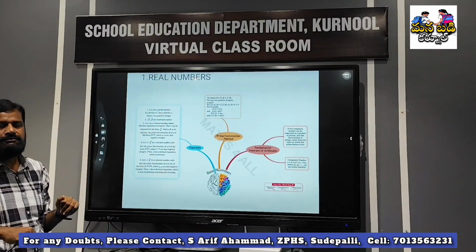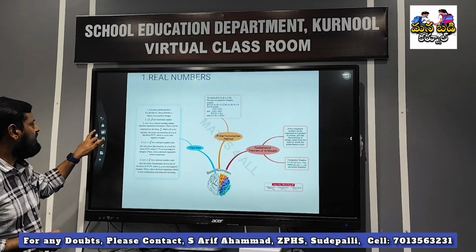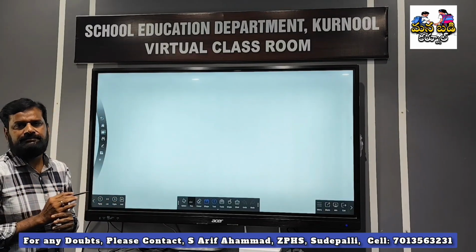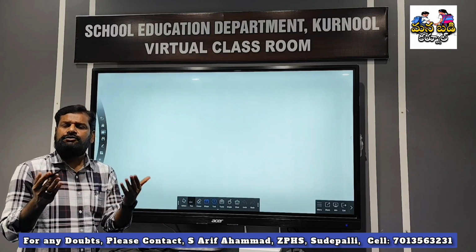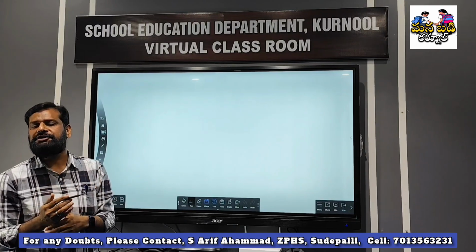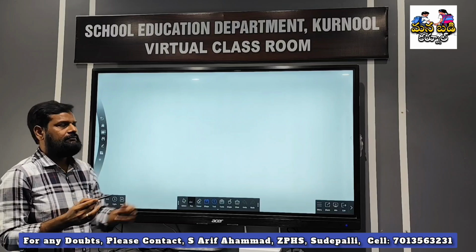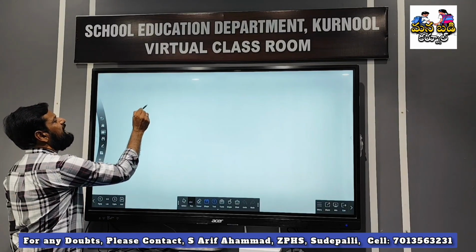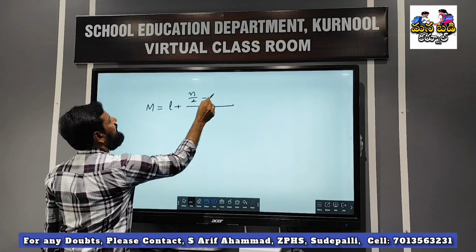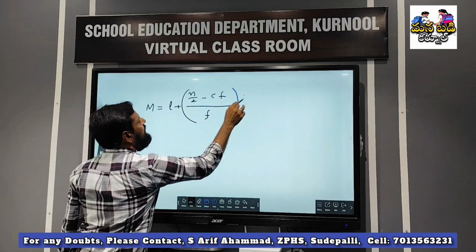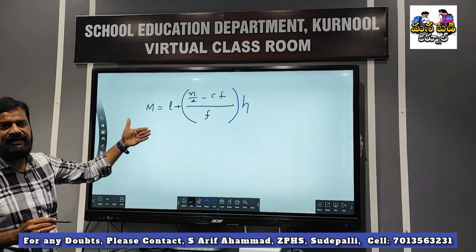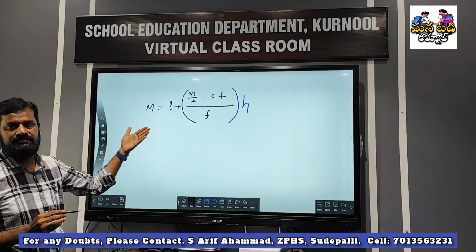Before going to the mind map of each chapter, once again let us go to communication. What is meant by communication? Notation form to sentence form, or verbal form to notation form. So these are all formulae. Suppose median M is equal to L plus (n by 2 minus Cf) by f, times h. Writing this formula, we can get 2 marks. If you explain each letter, you will get the remaining 2 marks.